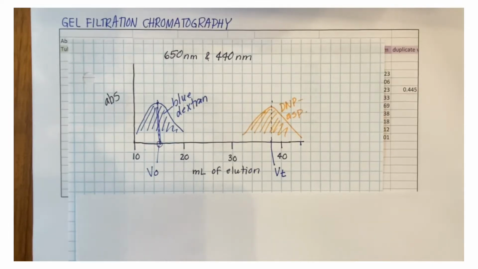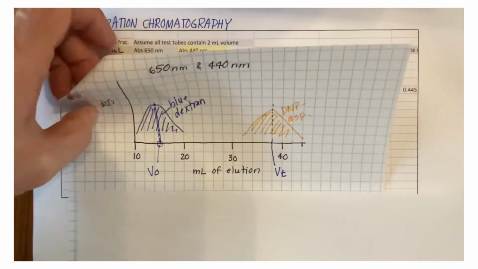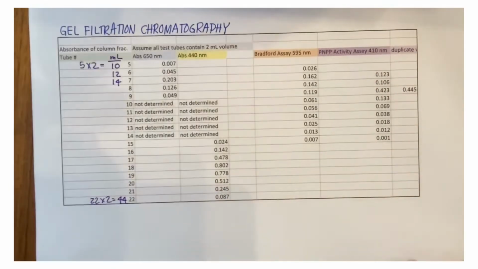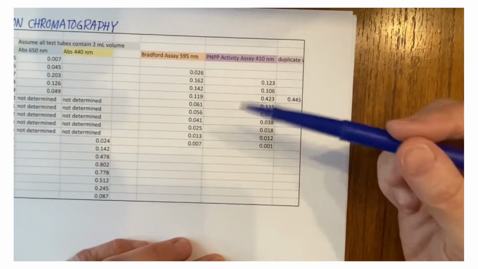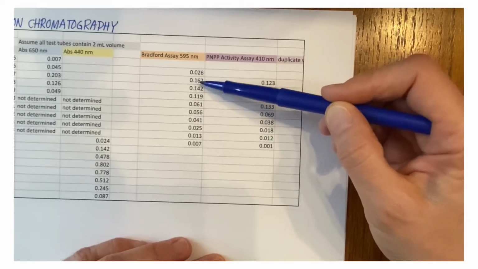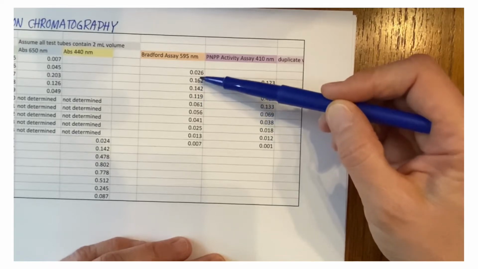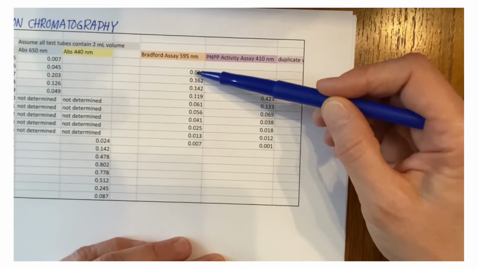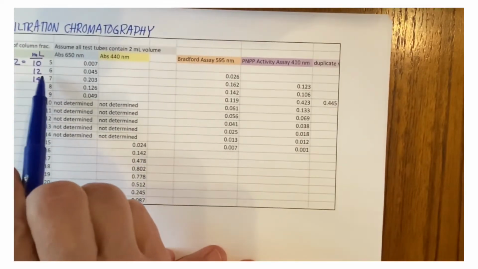The next plot you need to make is the activity versus Bradford data plot. And in that case, we're looking at this part of the spreadsheet. So here's our Bradford assay. These numbers tell us where the protein came out in the column. So in this case, this is test tube number 6. If you look over here, this is number 6.